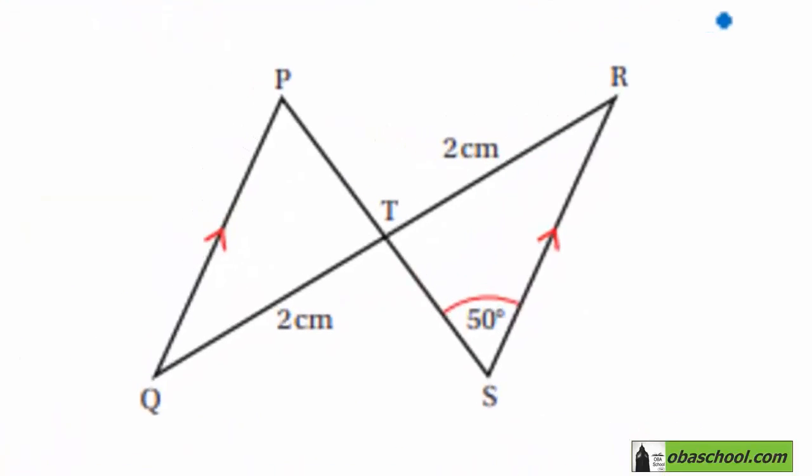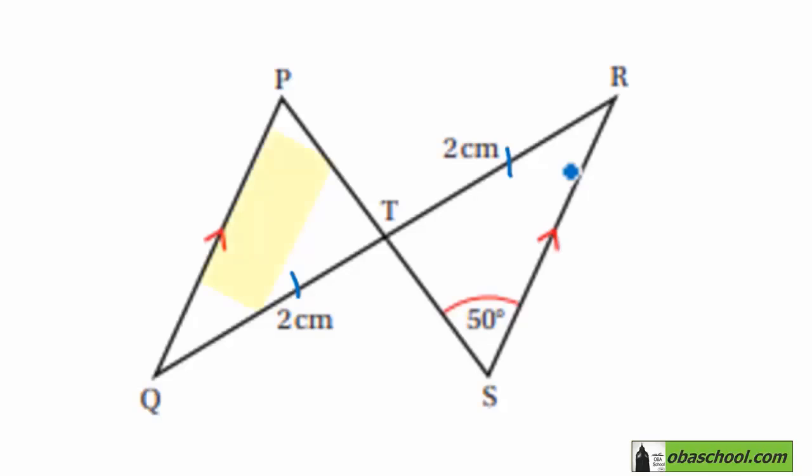Now let's take a closer look. At first, let's look at the given. QT equal to TR equal to 2 centimeters, as you can see here. So we have a pair of sides equal to each other. We also know that PQ is parallel to SR.